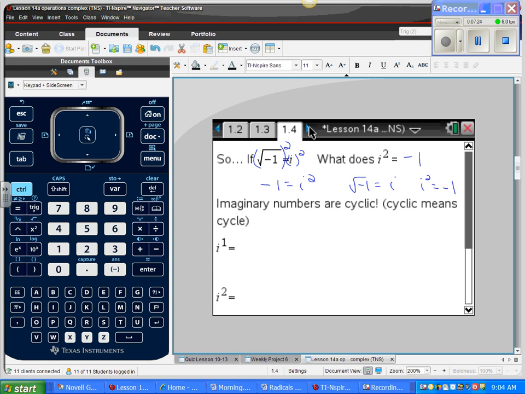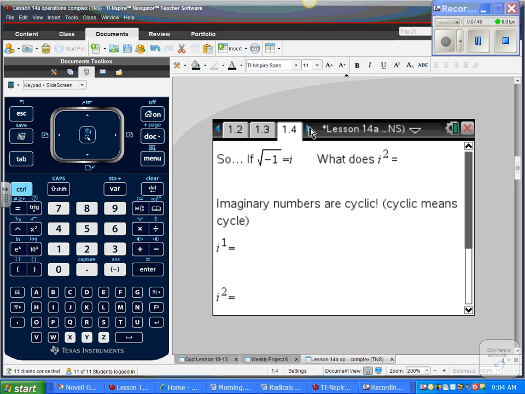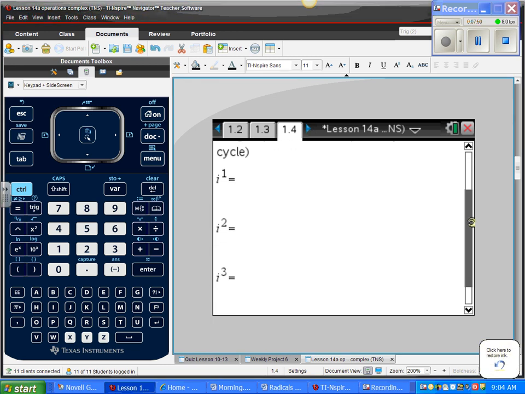Okay, so imaginary numbers are cyclic. Do you guys know what cyclic means? Constant, goes in a cycle, right? What's cyclic in nature? Waves, tide, weather, seasons, right? It's cyclic. Okay, so our imaginary numbers are also cyclic.